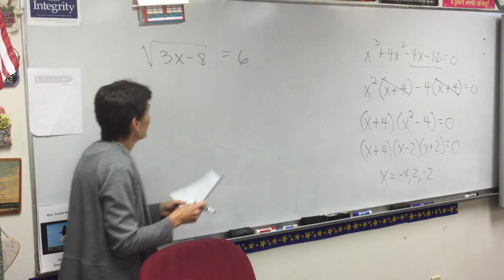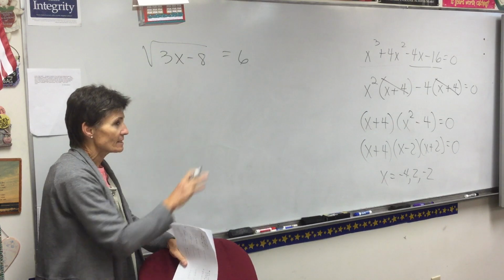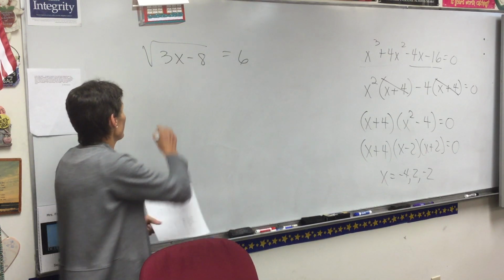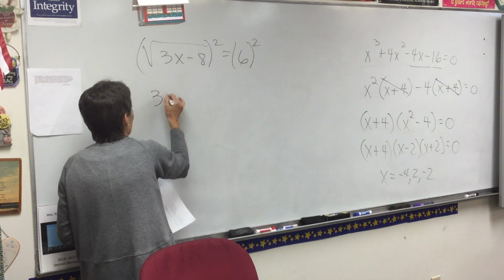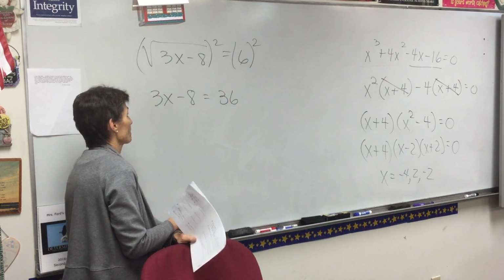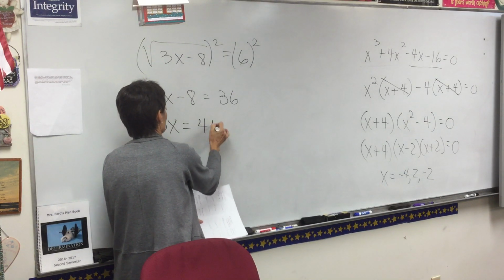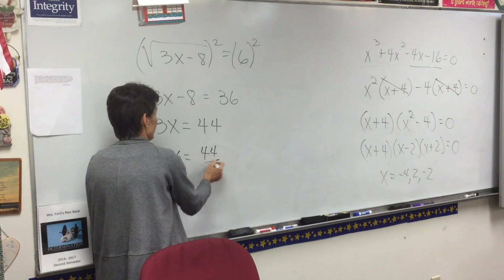Here we go. They're solving this equation. These are all different kinds of equations that we've done. How do we solve this one? Square both sides. So 3x minus 8 equals 36. Add the 8. 44. And divide by 3.